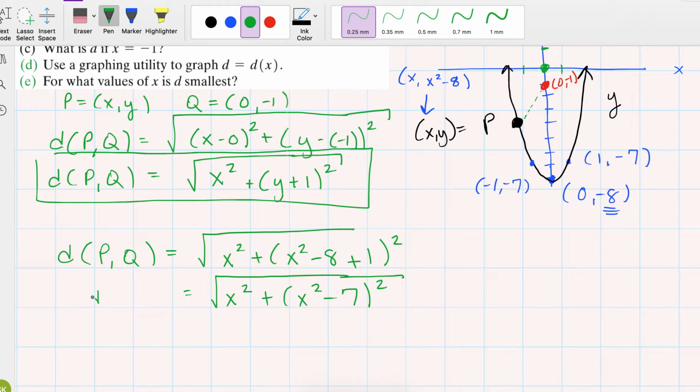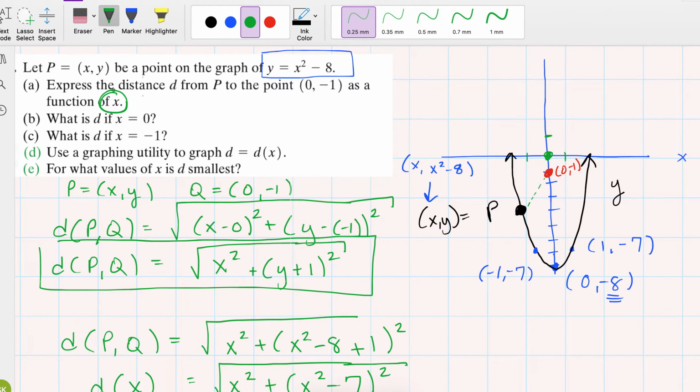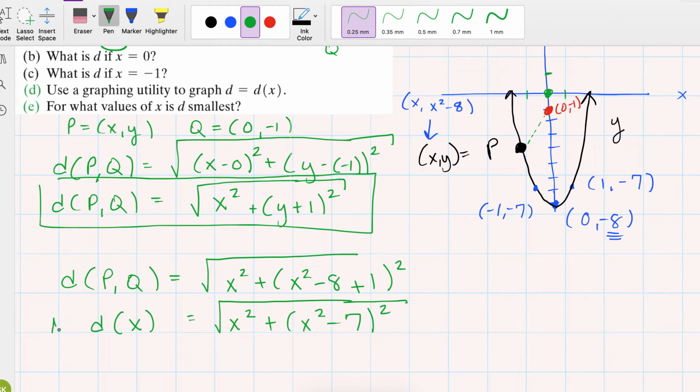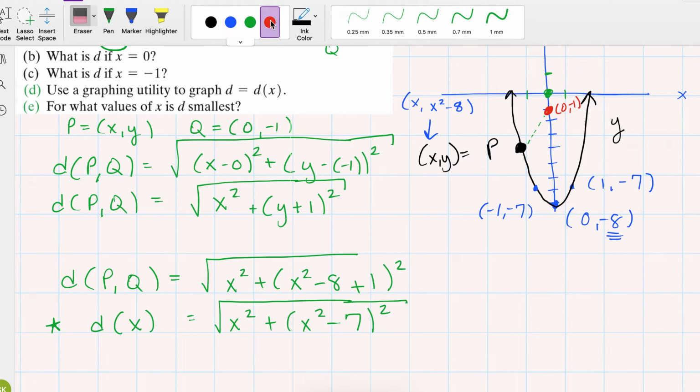And this function, I'm going to call it a function of x because there's only the x variable in here. So we're going to say d, the distance between P and Q, is this function that depends on x. So that's what we want to define in part A. We wanted to write the distance from this point P to this point, which I'm calling Q, as a function of x, and this is the answer here. So let me circle this.